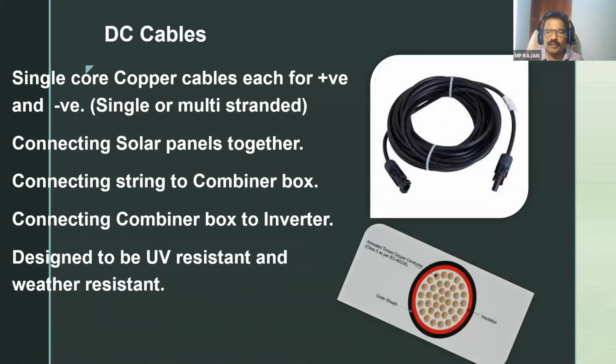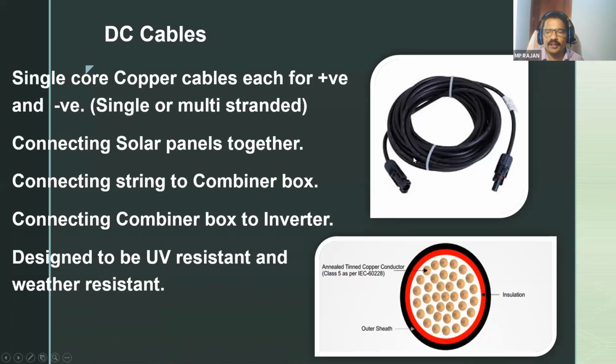So these are the figures of a DC cable. It's a very special type of cable. This is single core, only one core will be there: one cable for the positive and a separate single core cable for the negative. It is required between the modules, from string to the AJB, from the AJB to the battery charge controller, and from the battery charge controller to the battery. So here we are using the DC cable.